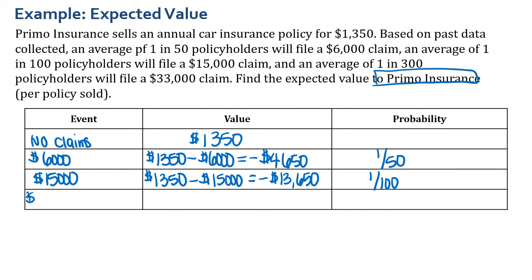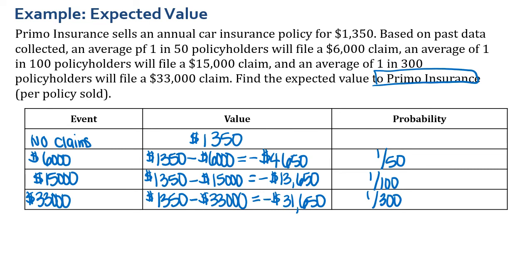And then finally, that $33,000 claim. So again, that policyholder has already paid $1,350, but the insurance company is having to pay out $33,000. So in total, the insurance company will have paid out $31,650. So they'll lose that much money. So the value is negative. And the probability of that happening is 1 in 300.